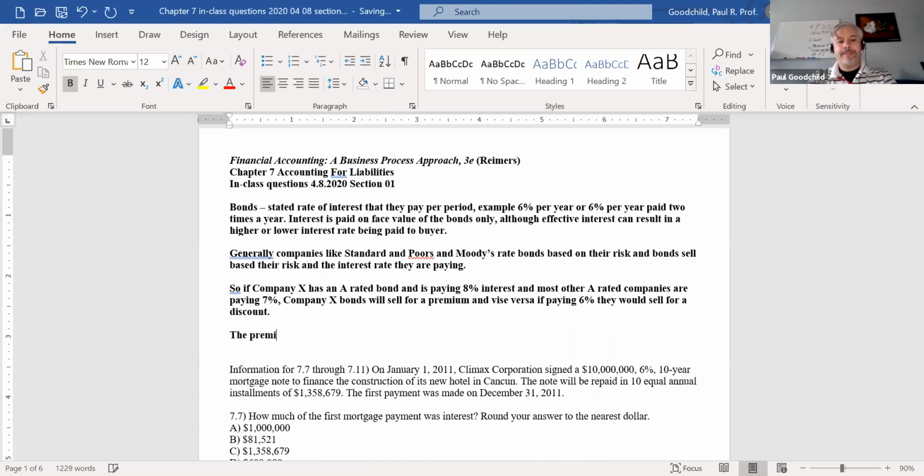The premium and discount, I should say, or discount, is amortized over the life of the bond by the holder and the seller.